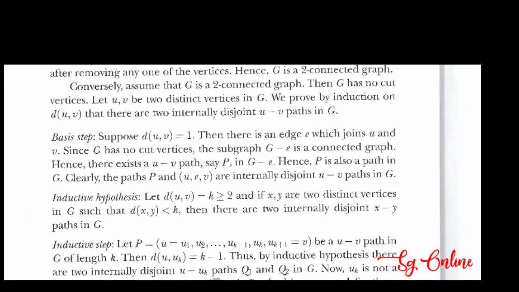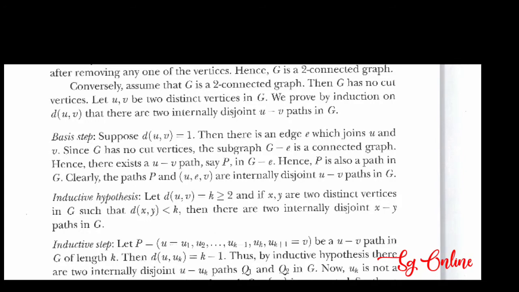Now the converse part says that if the graph is two connected, then we will show between any pair of distinct vertices two internally disjoint UV paths.